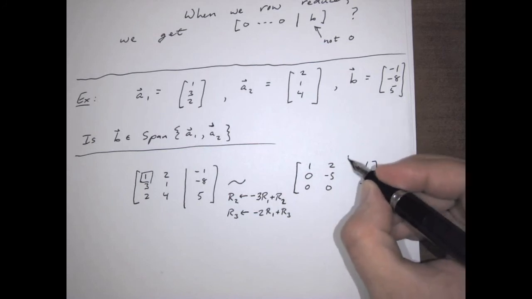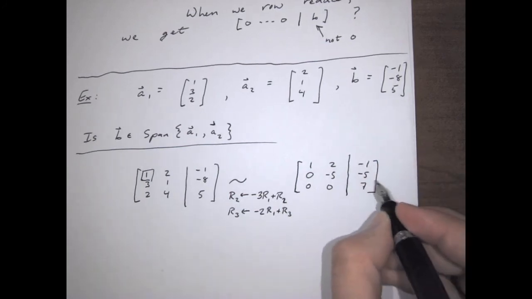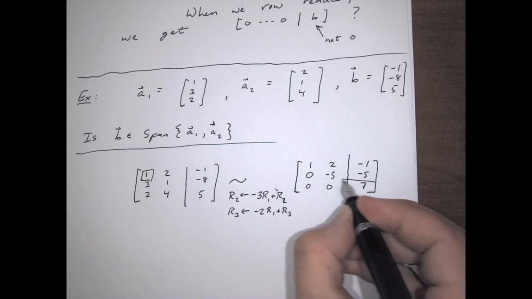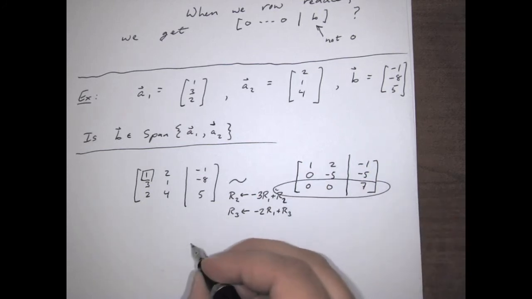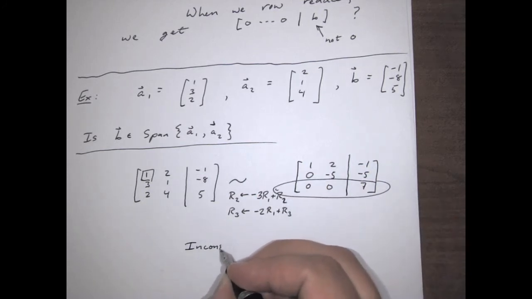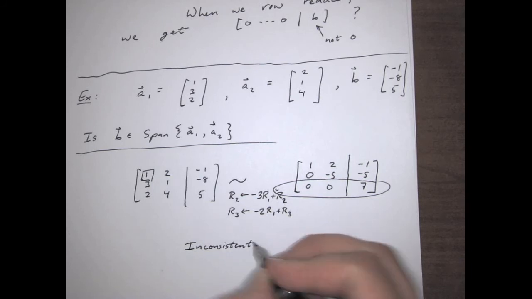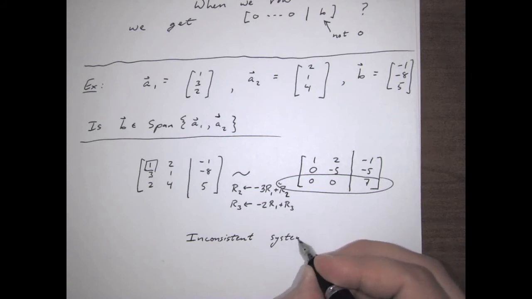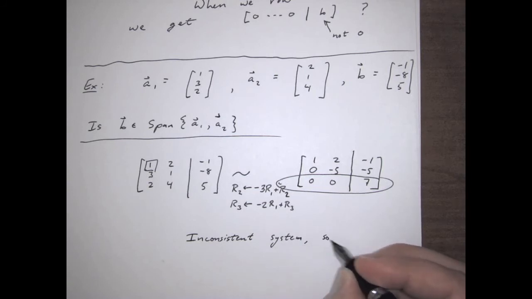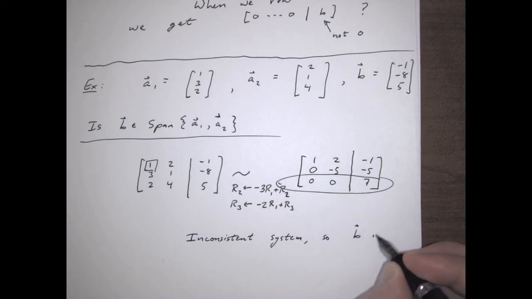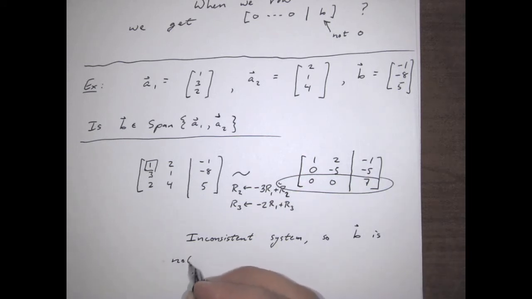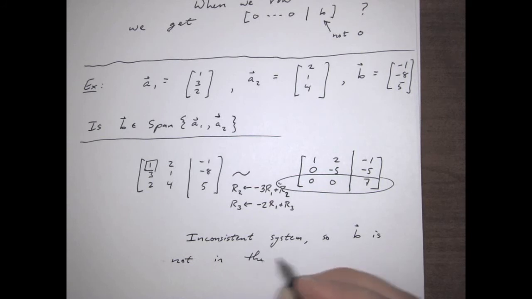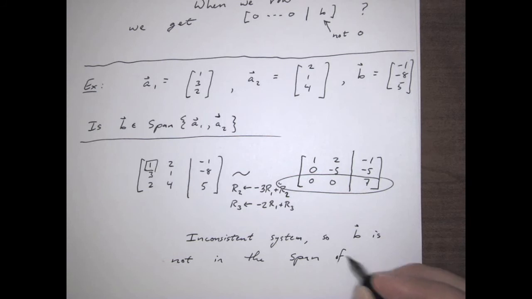And here, what we've got is a telltale sign that the system is inconsistent. Inconsistent system. So B is not in the span of A1 and A2.